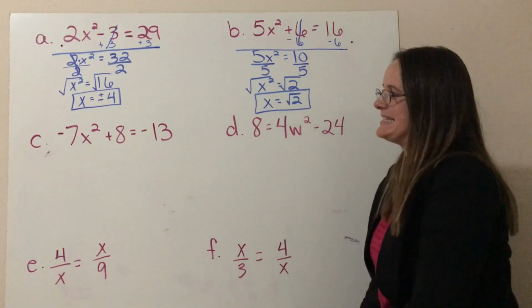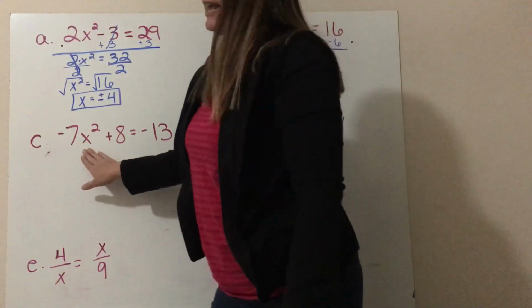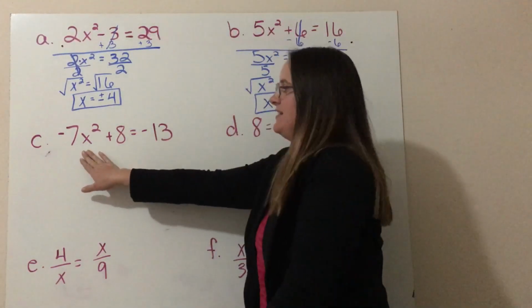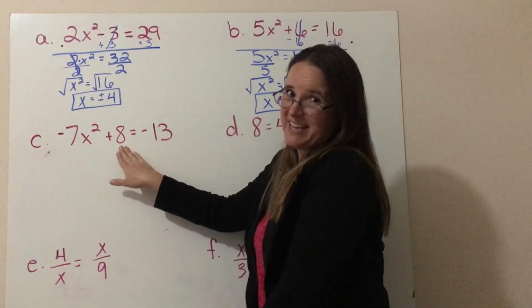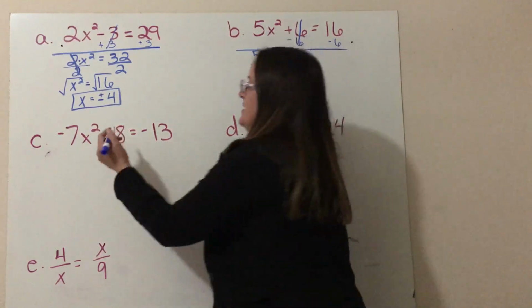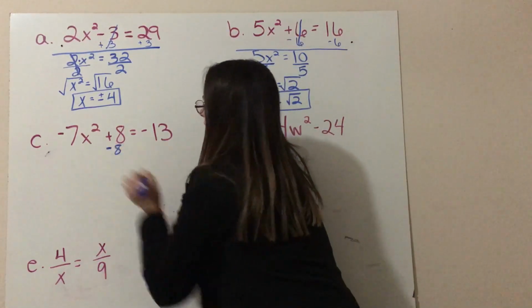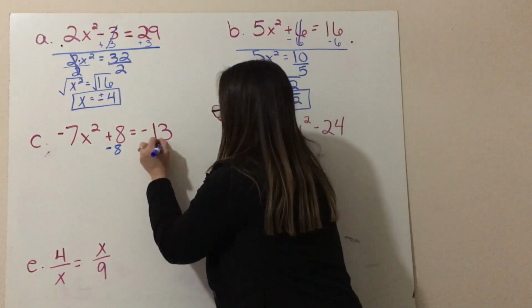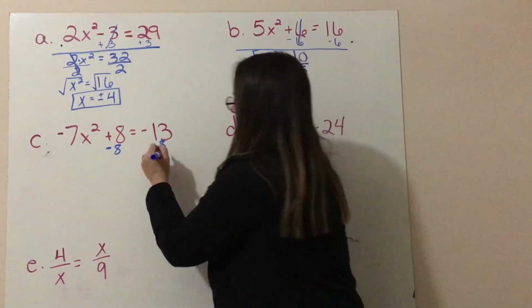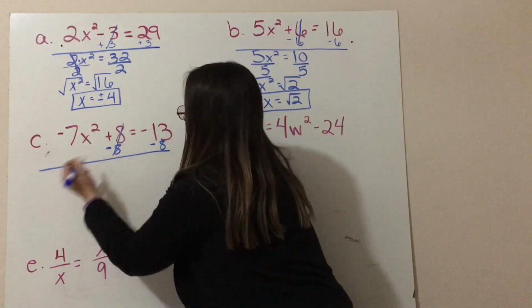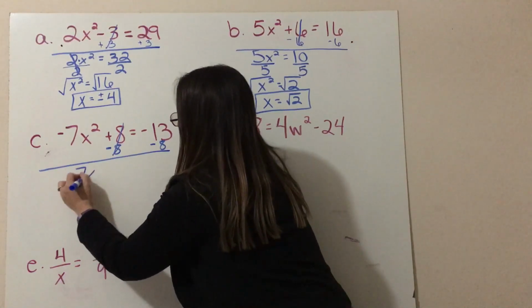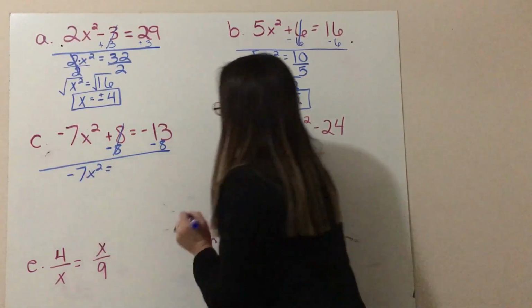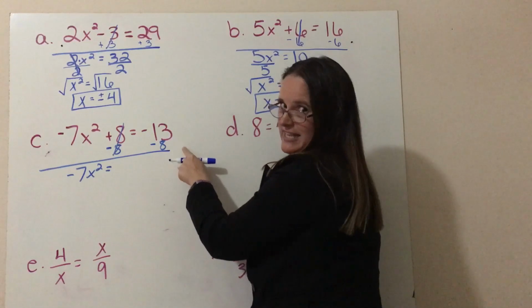Okay, take a look at C. Once again, my x is over here attached to the negative 7, so I'm going to start by getting rid of my plus 8. So I do that by taking away 8, keep it equal, do it on both sides. And I have negative 7x squared equals negative 13 minus 8.